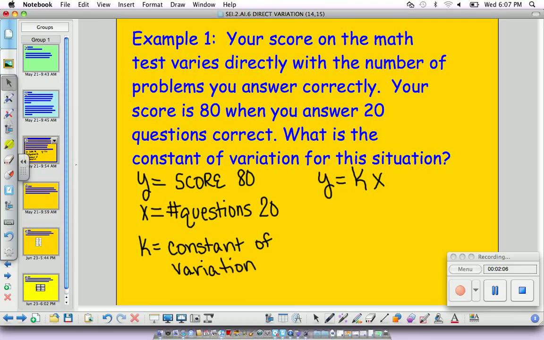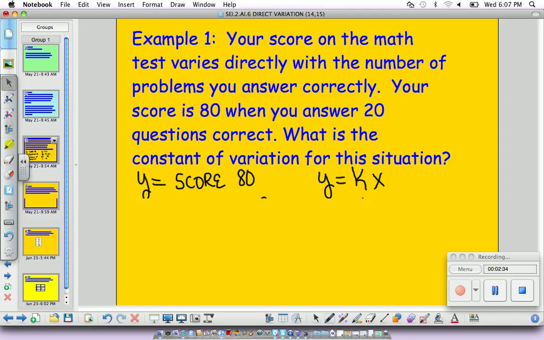So let's plug our values in. We have 80 is equal to k times 20. Now, to find the value of k, we need to solve the equation. So we're going to divide both sides by 20. And we find that k, our constant of variation, is equal to 4. And in this particular situation, it tells me each question is worth 4 points.